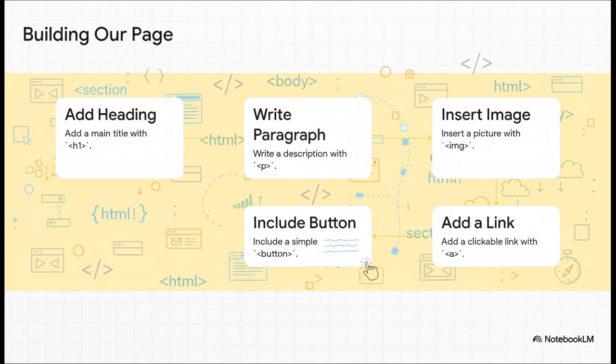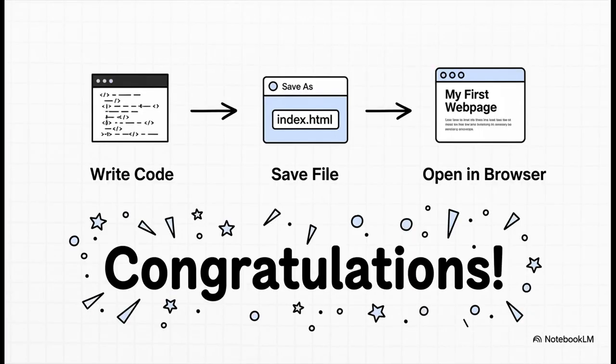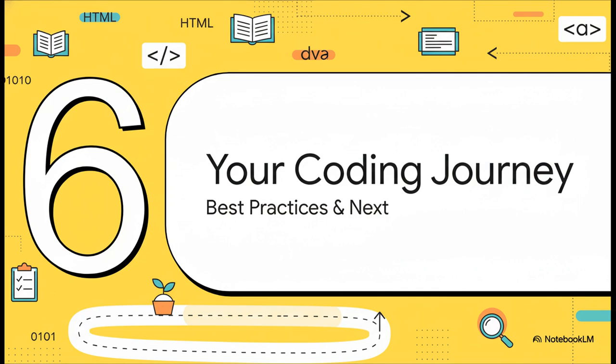And just like that, we have a complete working web page. All you have to do now is type that code into any plain text editor. Save the file as index.html, then find that file on your computer and double-click to open it in your web browser. And congratulations, you are officially a web developer. You just created your very first web page from scratch. That is an amazing first step.